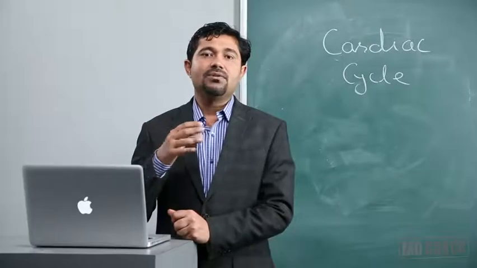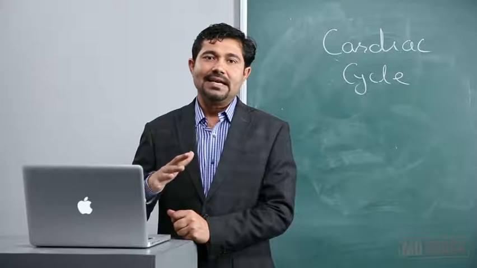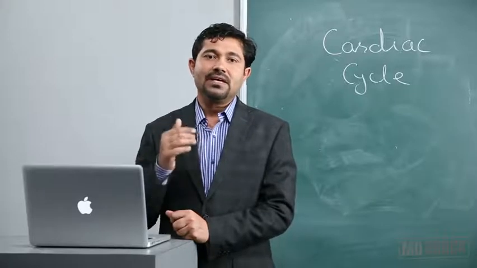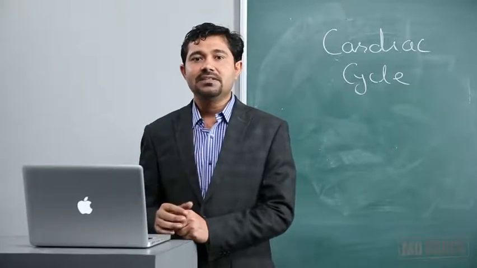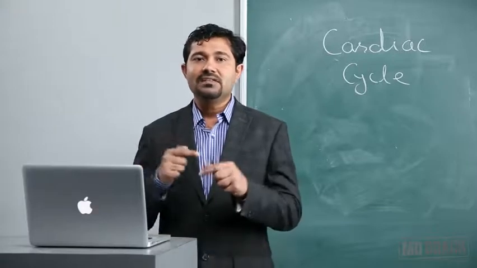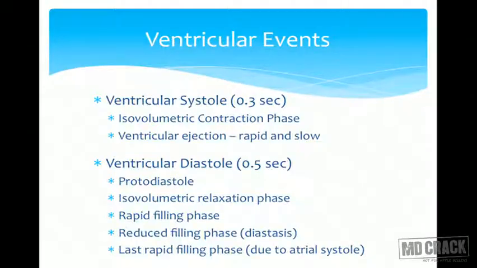After the atrial systole, the atria will go into a state of diastole. That means it will go into a state of relaxation. At this time, the superior vena cava, inferior vena cava, and even the pulmonary veins will be filling the atria. Now, coming to the most important, the ventricular events.